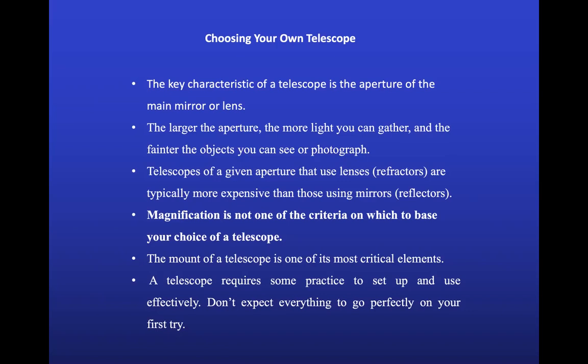Now this is one important thing. And the other thing is, if you look at the prices, telescopes of a given aperture that use lenses, these are refractor telescopes, by the way, are typically more expensive than those that use mirrors, the reflector telescopes, right? And for the money that you spend, if you are going to use it just for casual observations, it is always cheaper to go for a reflector telescope.